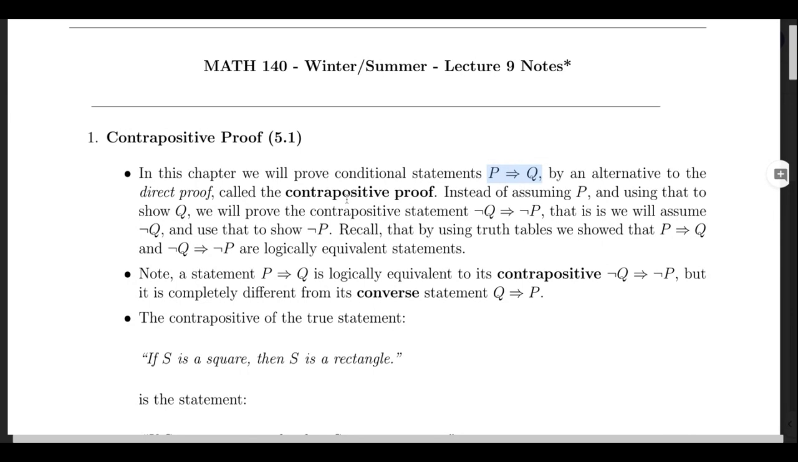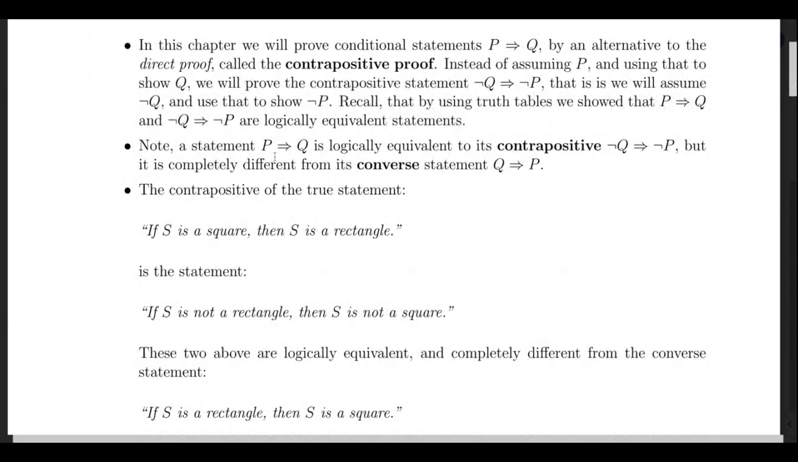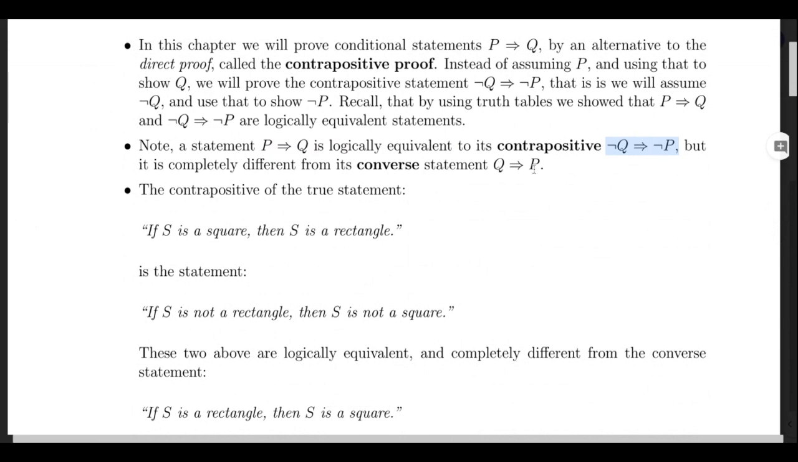Related to this is the contrapositive proof. A contrapositive proof is to negate Q, so the negation of Q implies the negation of P. So not Q implies not P. This is called a contrapositive. What does it mean? It means we assume not Q is true, then we derive not P. We start from not Q, then we derive not P. So P implies Q is logically equivalent to its contrapositive, not Q implies not P. But it's completely different from its converse. The converse, Q implies P, is not true.